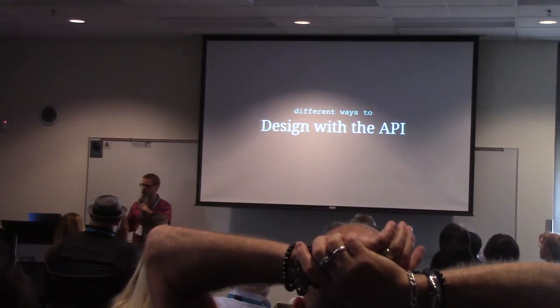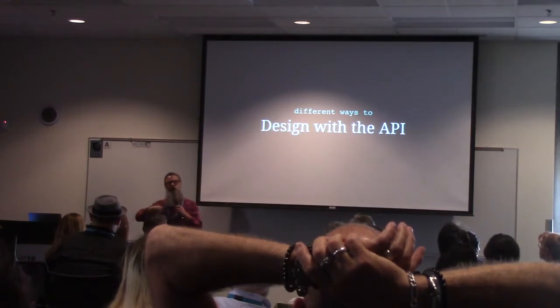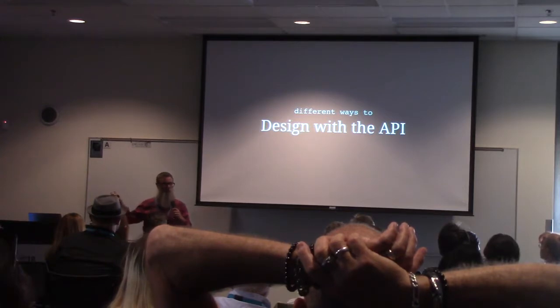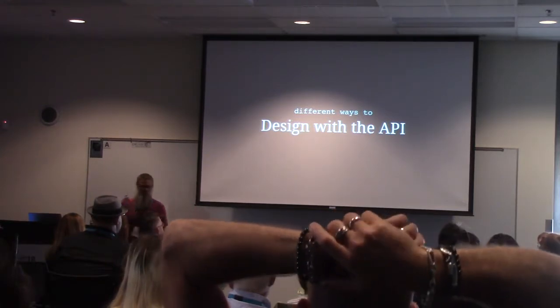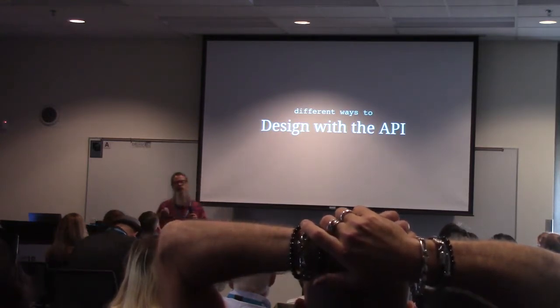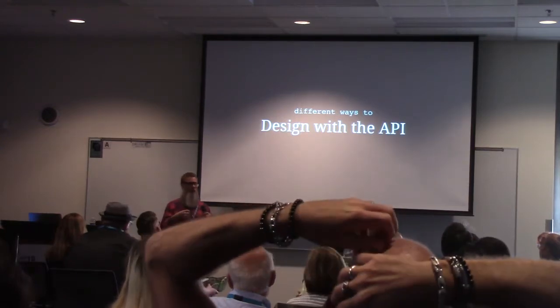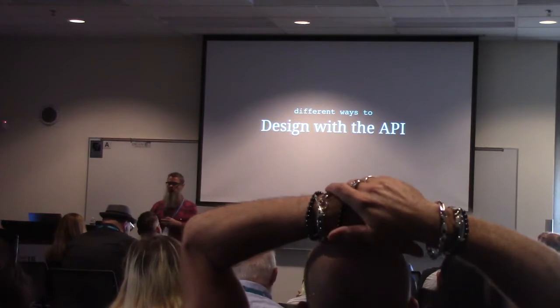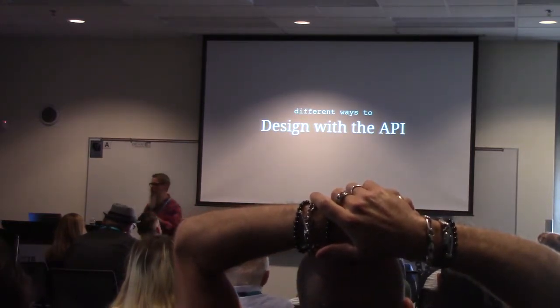So, different ways to design with the API. I want to talk about some things that I've done, give examples, and some things that other people have done, some of which you might have seen in the previous talk. I find this fascinating because I can do fun things like data visuals, or some sort of app that I create that really pulls content from these sites.